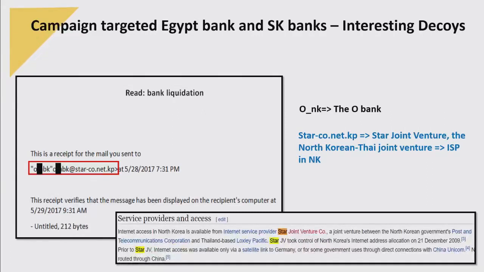This first decoy file actually looks like a receipt sent to the sender, meaning that the receiver has already read the email. And here we found an email address that starts with the name of the old bank, and then a domain name, star-call.net.kp. If you search this domain name on Google, you will find a Wikipedia page telling you this domain is related to a company named Star Joint Venture, an ISP providing internet access in North Korea. So obviously this domain name is affiliated with the company.